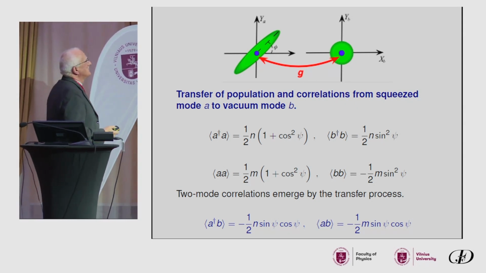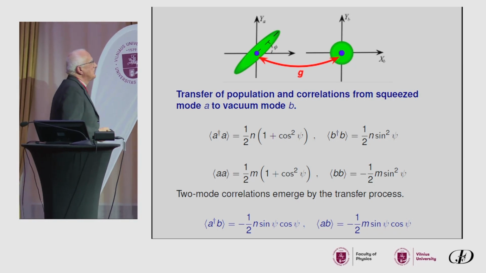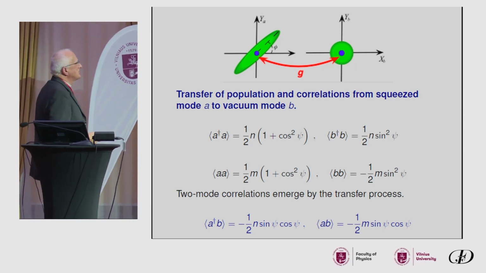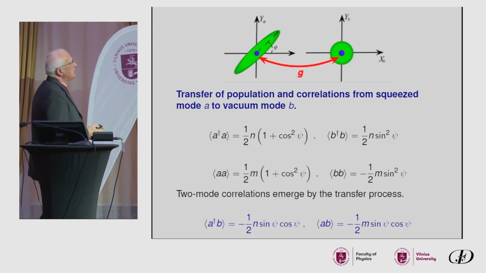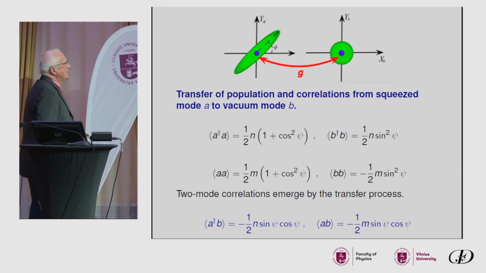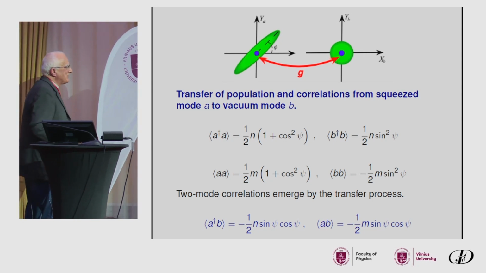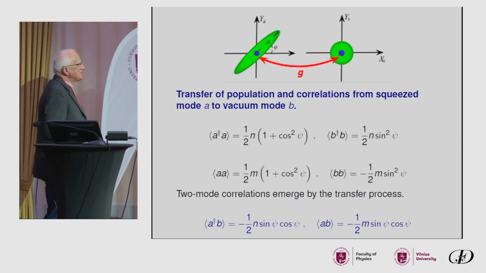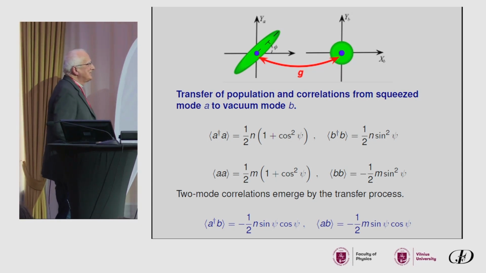The second case, when one mode is vacuum mode. Here we have a different story. Here we have a real transfer of population from one mode to another mode. And also we have a transfer of correlations from one mode to another mode. And again, due to the transfer of the population, first order coherence is induced. And due to transfer of correlation, second order coherence is induced.